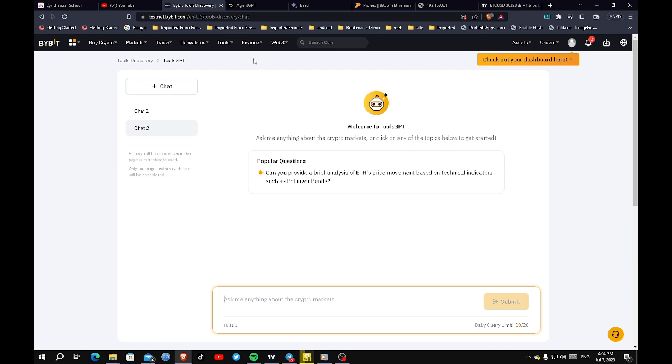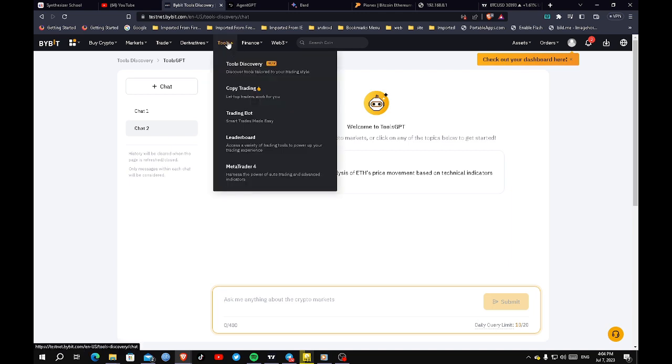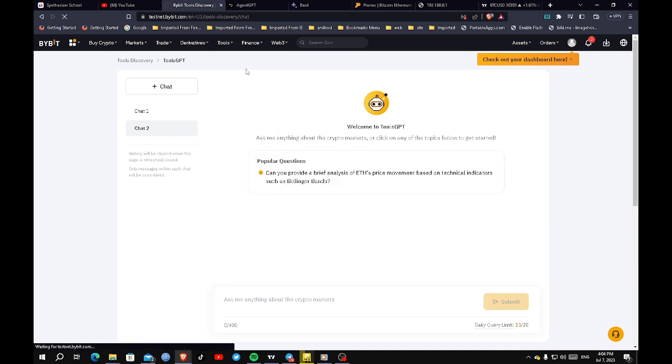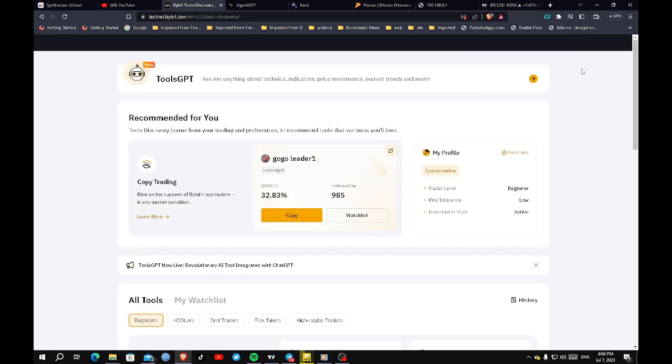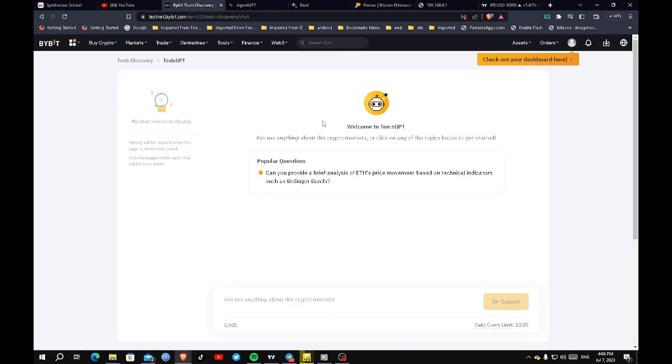So anyway, in order to use ToolsGPT, you go to tools and go to tools discovery, then ToolsGPT, which will bring you here.